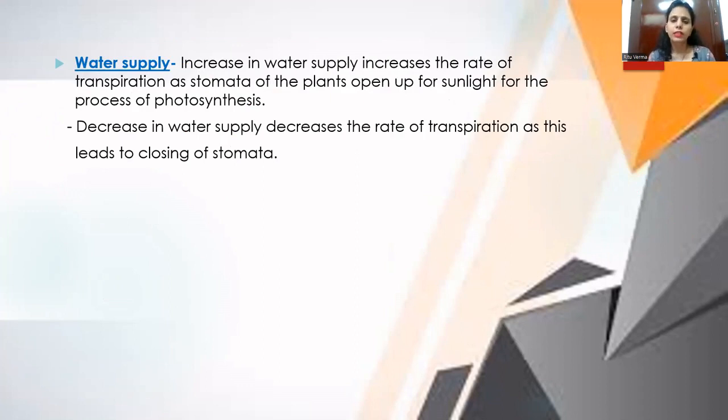The last factor which affects the rate of transpiration is water supply. An increase in water supply increases the rate of transpiration as the stomata of the plant open up for the sunlight for the process of photosynthesis. So if we increase water supply, the rate of transpiration will increase, and if we decrease water supply, the rate of transpiration will decrease. So in the next video, we will talk about wilting.